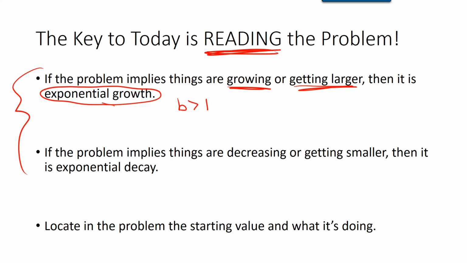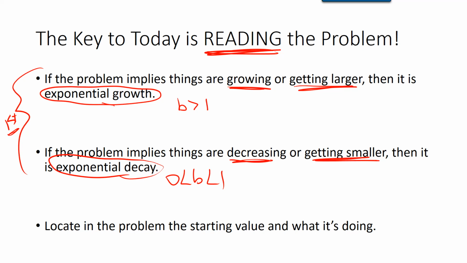So it could be growth, or if the problem implies that things are decreasing or getting smaller, then it's exponential decay. And that's important because if it's exponential decay, our b value is between 0 and 1. And again, today those values are going to be nice, something like 1/2, 1/3, 1/4, a nice fraction that you should be able to identify. As we move into next week, they'll get a little more complex when we do percents, but nothing to get worried about. Okay, so that's the first time we read through a problem.